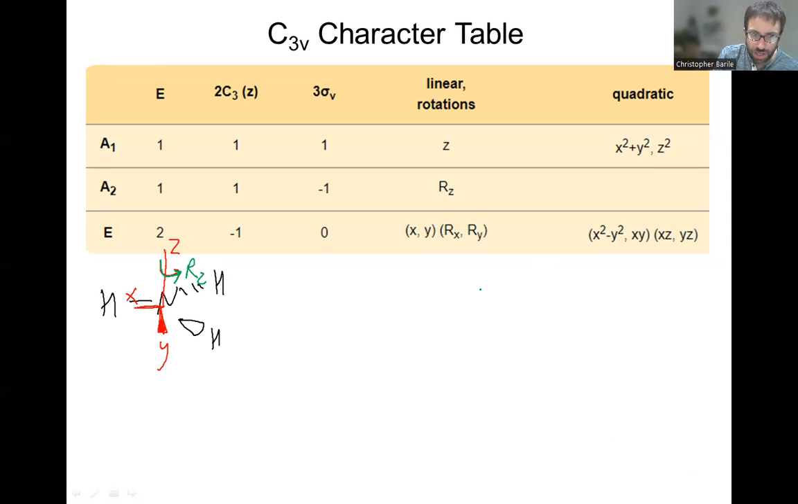And so what we can do now is think about what happens when we take the RZ vector and we transform it with all the different operations, or one operation in each class. We can choose any operation. The only operation in the identity class is identity. So we take RZ and we do an identity on it. What happens? We just get back the same thing. That's the definition of identity.